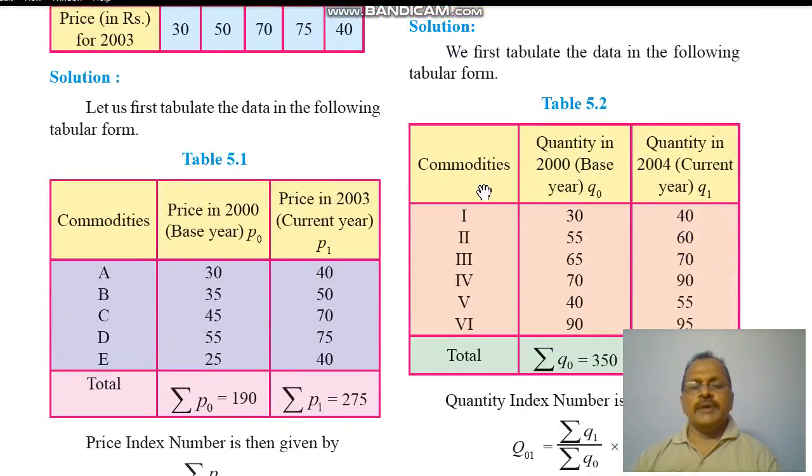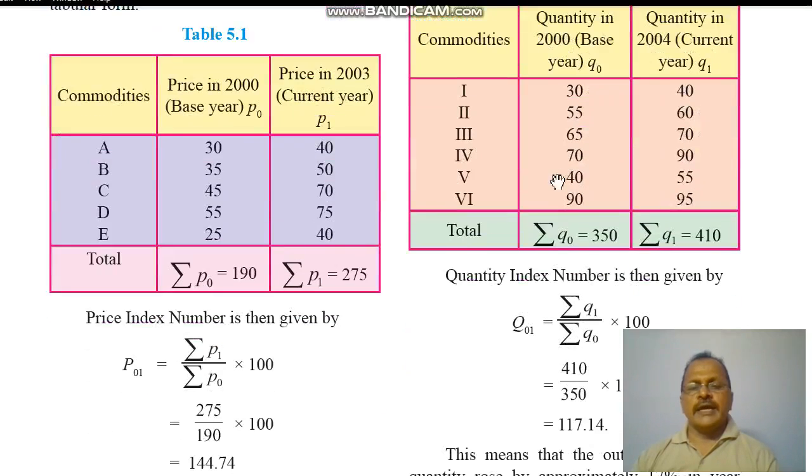Firstly, make a table: commodities, quantities in base year and quantities in current year. Take the addition of the quantities in the base year, it is summation Q0, and the addition of the quantities in the current year is denoted by summation Q1.